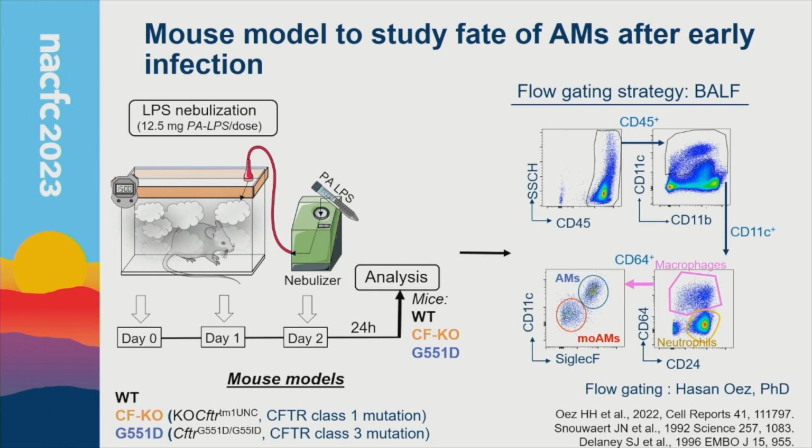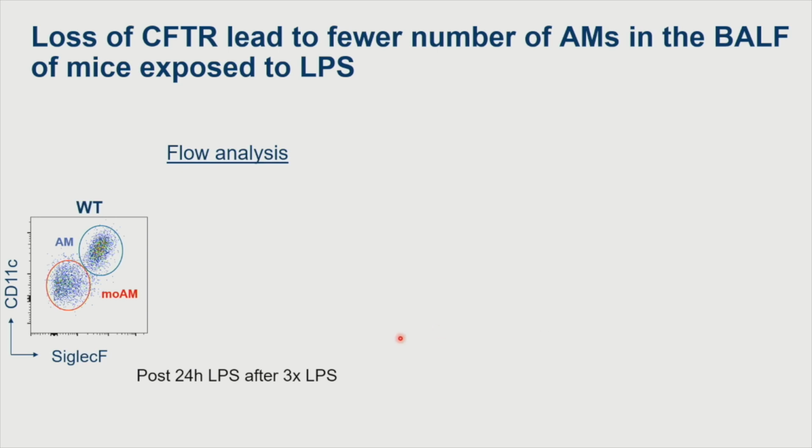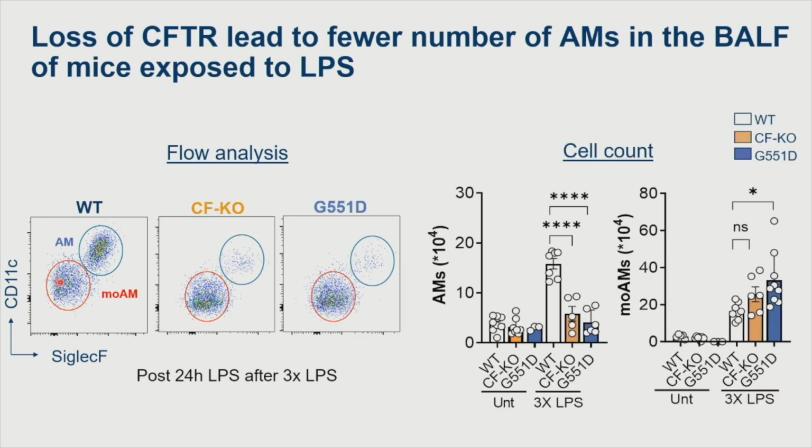Oz from our group, we were able to distinguish tissue-resident alveolar macrophages and monocyte-derived alveolar macrophages. So when we looked at the wild-type mice post-infection, we could see the tissue-resident alveolar macrophages and monocyte-derived alveolar macrophages. It got more interesting when we looked at the CF models, where those tissue-resident alveolar macrophages were drastically down compared to wild-type mice in response to LPS. And in parallel, we saw the recruitment of monocyte-derived alveolar macrophages in both the CF models compared to wild-type.